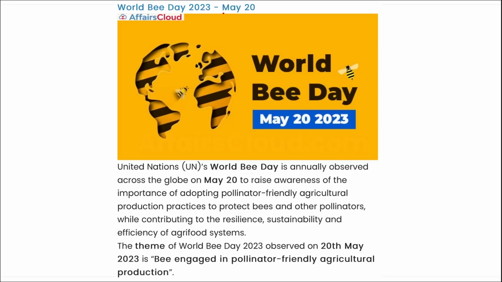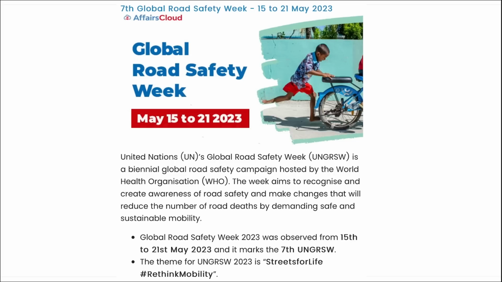Next is World Bee Day. This day is also observed on 20th of May, and it is to create awareness about the importance of adopting pollinator friendly agriculture production practices. Next, 7th edition of the Global Road Safety Week. It is observed from 15th to 21st of May, and the theme here is Streets for Life hashtag Rethink Mobility.